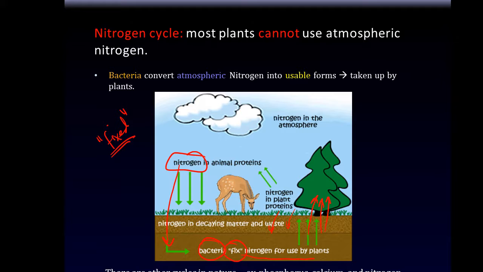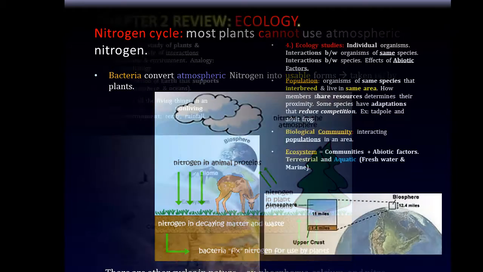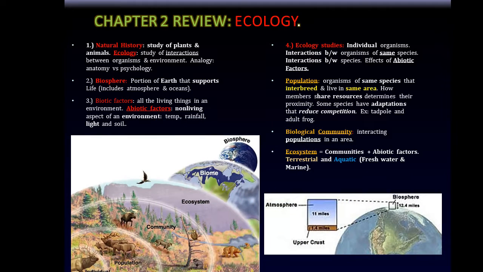Again, nitrogen as it exists in the air, although it's the most abundant molecule in the air, cannot be used as it is. Unlike carbon dioxide, which plants just take in, saying, come on in, carbon dioxide. But nitrogen, no, they can't. First, it has to be fixed with bacteria into usable forms so that it can be taken up. Besides these cycles, there are other cycles, the phosphorus cycle, calcium cycle, etc., that we didn't talk about. And that actually concludes our chapter.